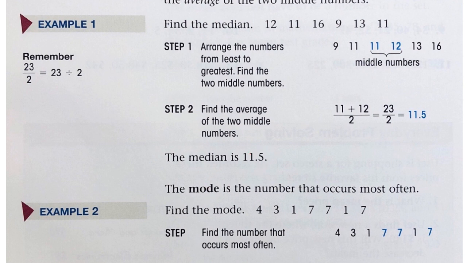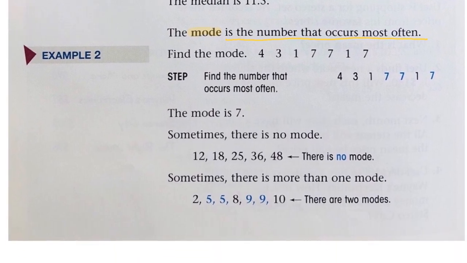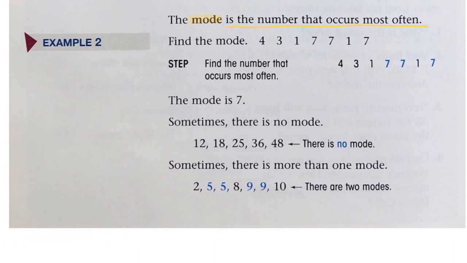Now the mode is something different. The mode is the number that occurs most often. So let's see what we mean with example 2. So find the mode for 4, 3, 1, 7, 1, 7, 7.